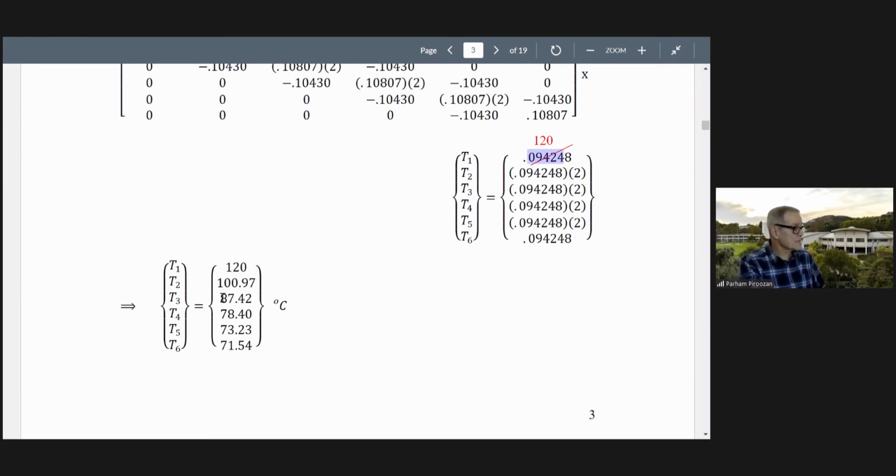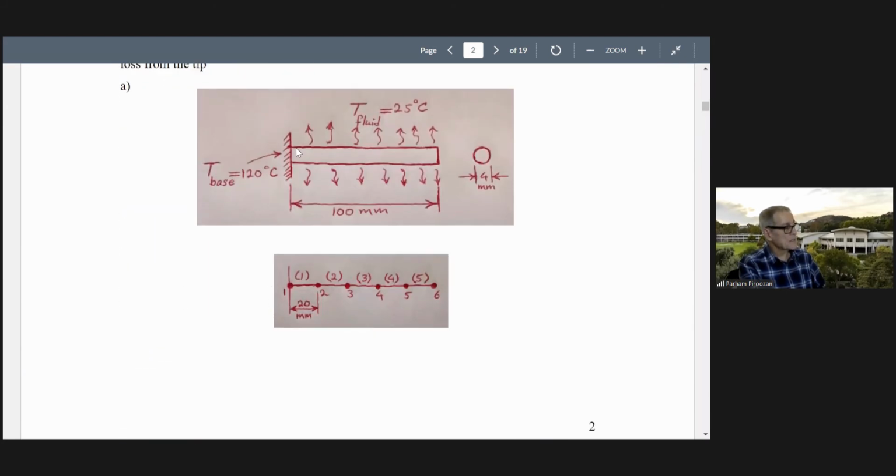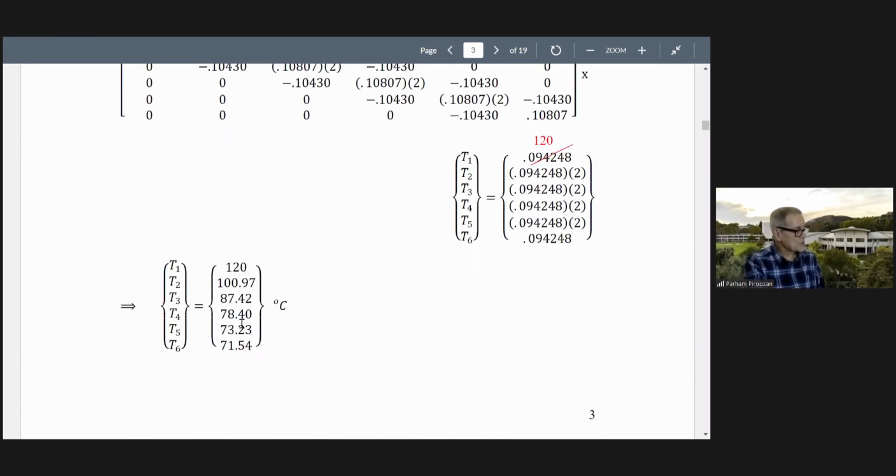At the beginning, you see that the temperature drops suddenly, quickly: 120, then it drops to 100, then 87, then 78, 73, 72, and it slows down. But the temperature drop is very high here. So for this fin, you see the temperature drops very quickly here, and then slows down as we move toward the end of this fin. That is the temperature distribution.